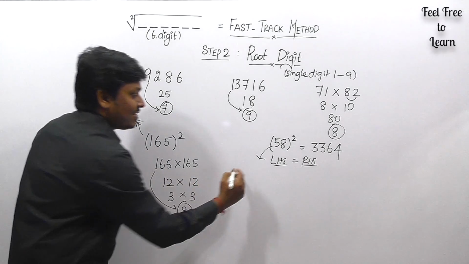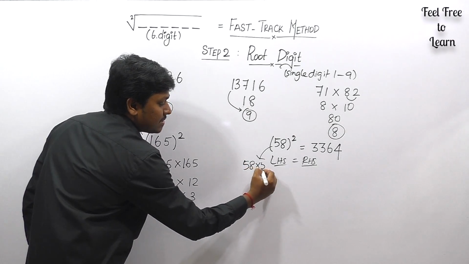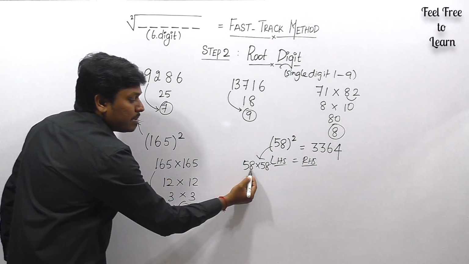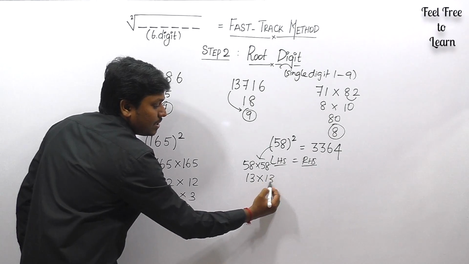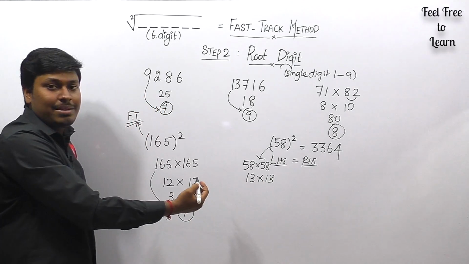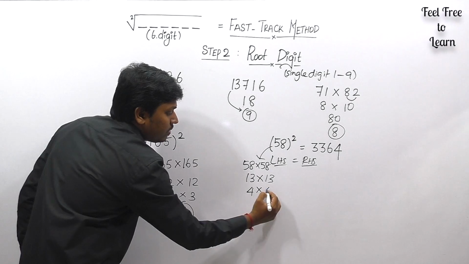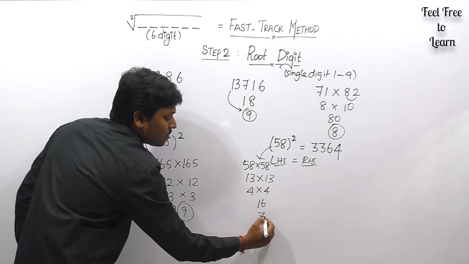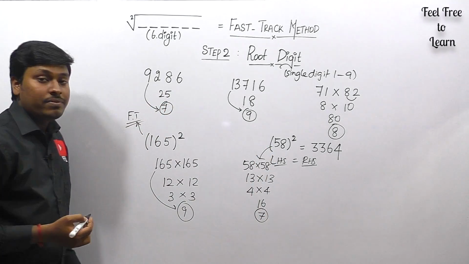Got it, right? Listen here. 58 square can be written as 58 into 58, right? 8 plus 5 will be 13. So 13 into 13, 3 plus 1 will be 4, right? So 4 into 4 will be 16. 1 plus 6 will be 7. So finally, the root digit of 58 square will be 7.